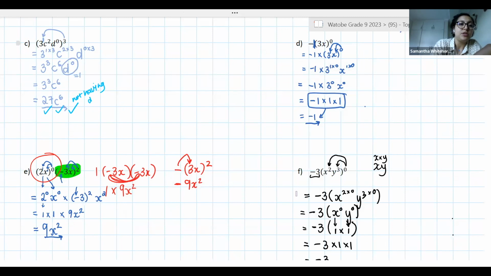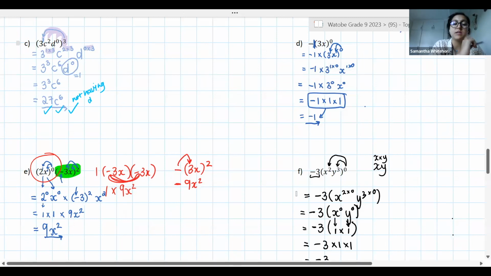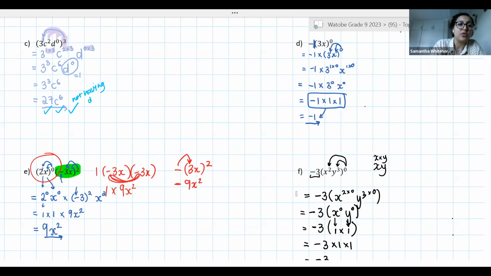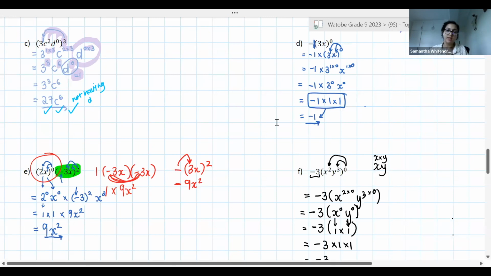In C, we distributed this outside exponent of 3 to all of the exponents inside my bracket. So that's what I'm doing over here. I'm multiplying all of the exponents by 3. And then I simplify. So 3 to the power 1 times 3 is 3 cubed. c to the power 2 times 3 is c to the power 6. But here for D, 0 times 3 is still 0. And so that gave us a value of 1, which means that essentially the D just fell away and we were left with 27c to the power 6. Or you can leave it as 3 cubed c to the power 6. It doesn't really matter which one you want to do. Both is absolutely fine.